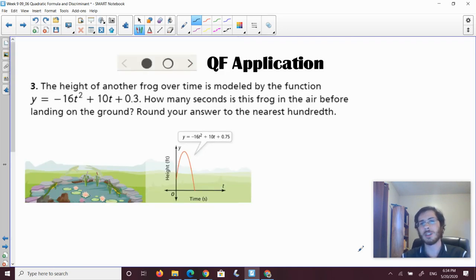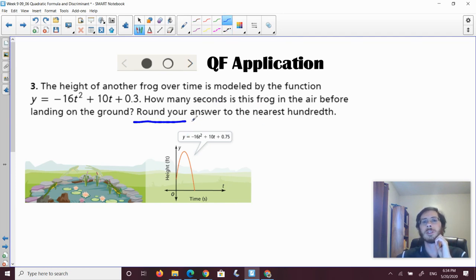So moving on, we can do an application with it. We can see here things are starting to get a little bit scarier because now we've got a little decimal here. So we're trying to model where this frog is going to land. And we're given the function -16t squared plus 10t plus 0.3. How many seconds is the frog in the air before landing on the ground? Round your answer to the nearest hundredth.